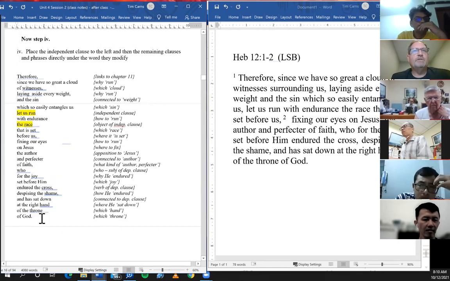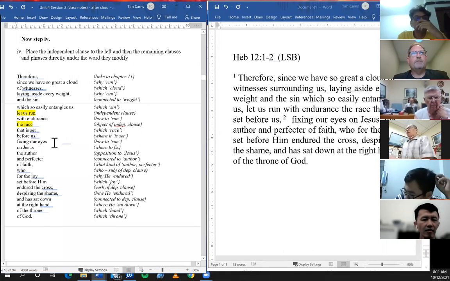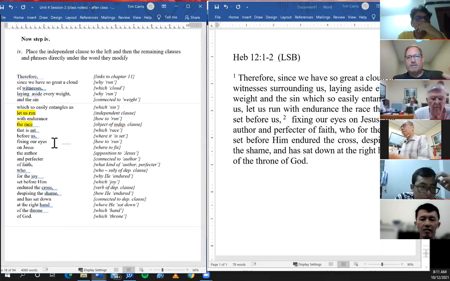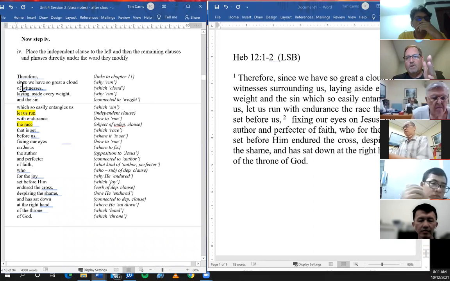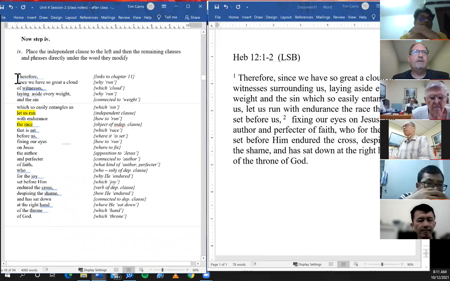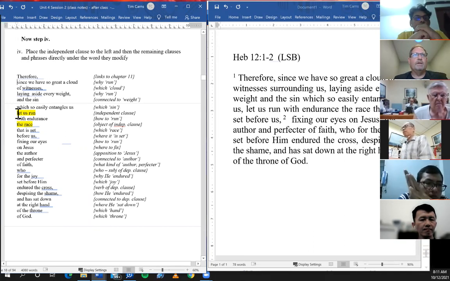So with that, here I just put down and summarized all of this for step 4 now. We take what we got from step 3, which is identifying what each phrase is modifying and how each phrase or clause modifies. Now we want to just show it visually. We place that phrase or clause, we indent it over or under the word that it modifies. So for example, we indicated, since we have so great a cloud, that modifies run.